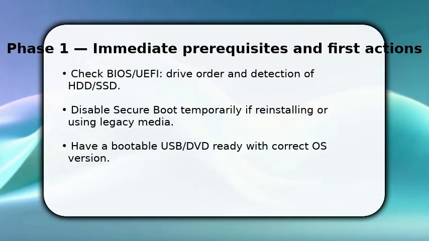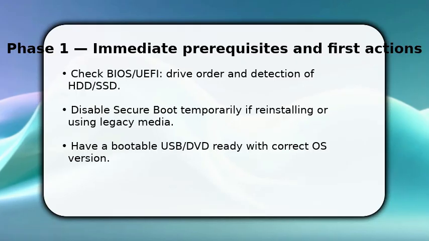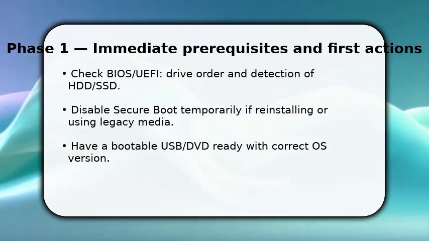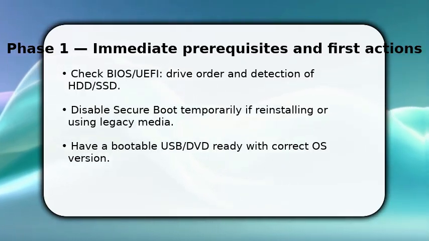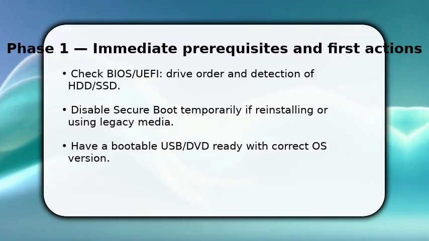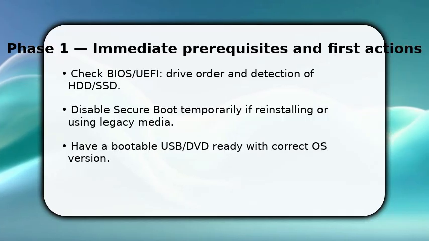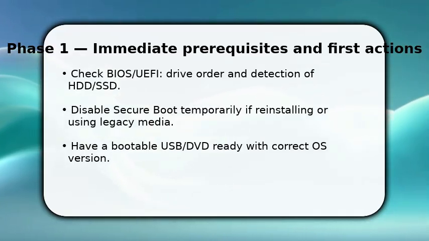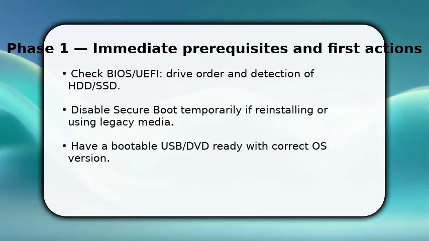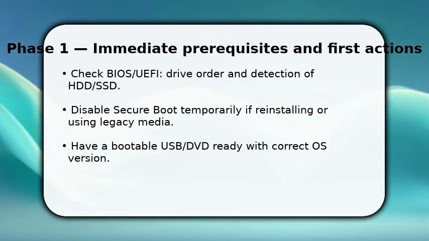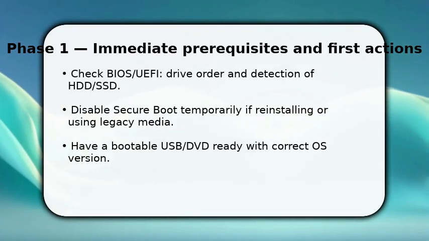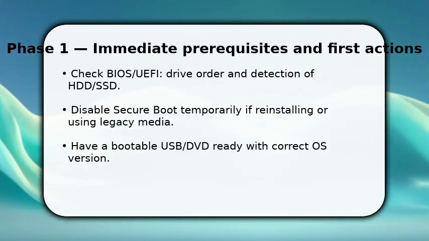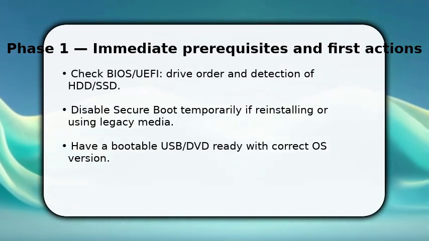You start by confirming the fundamentals. Reboot and enter BIOS or UEFI, then verify your primary drive is detected and set first in boot order. Once done, make sure Secure Boot is disabled only if your recovery media needs it, because that can block unsigned loaders. Prepare a bootable USB or DVD with the correct OS image. Use Rufus or the vendor tool, so you can boot recovery tools immediately. This prevents wasted time chasing false hardware failures.